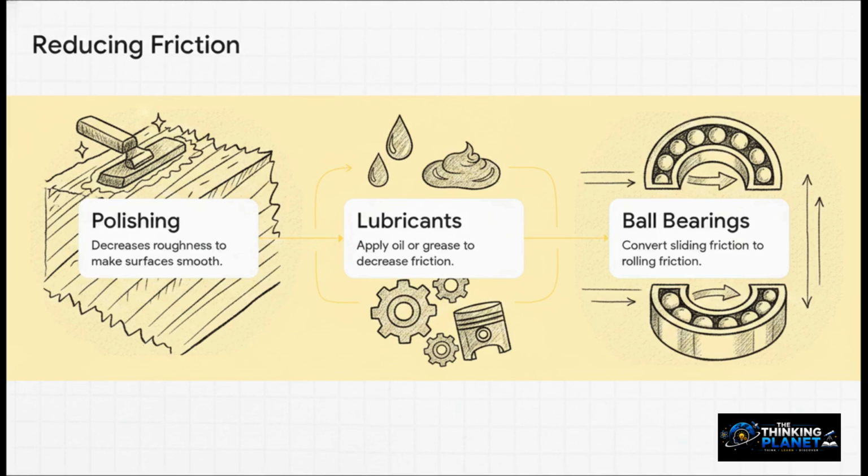Method 2 is applying lubricants, like machine oil or grease. You see, the friction of certain liquids is actually significantly lower than many solids, so adding that fluid layer makes an absolutely huge difference. And finally, method 3 is using ball bearings in mechanical systems.